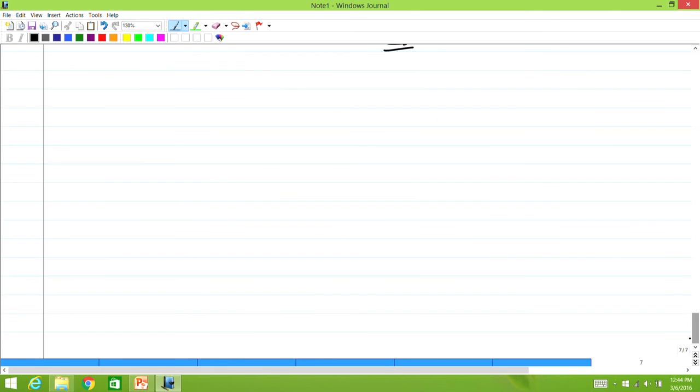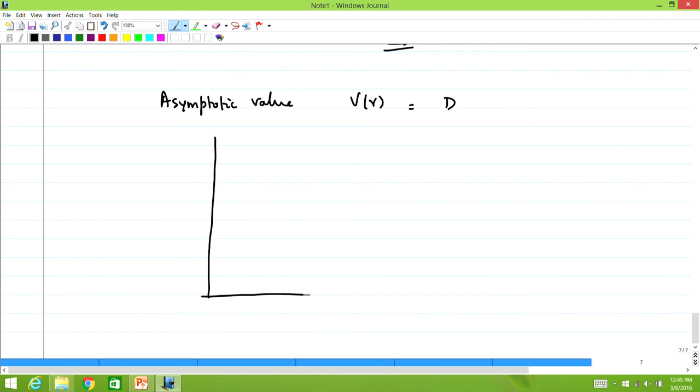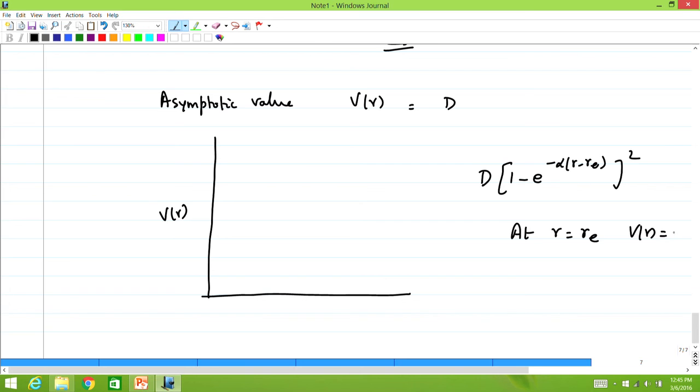And second question in that is, show that the asymptotic value of V(r) is D. Now, try to plot V(r) as a function of r minus Re. It is D times (1 minus e to the minus alpha (r minus Re)) whole square. At r is equal to Re, the exponential has 0 exponent, and therefore it is 1, and therefore 1 minus 1 is 0. So, the V of r is 0. Therefore, V of r is 0 at r is equal to Re.